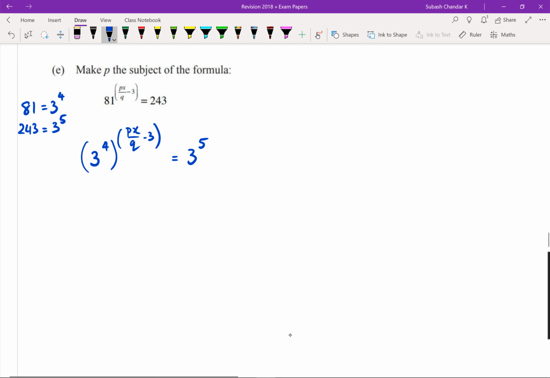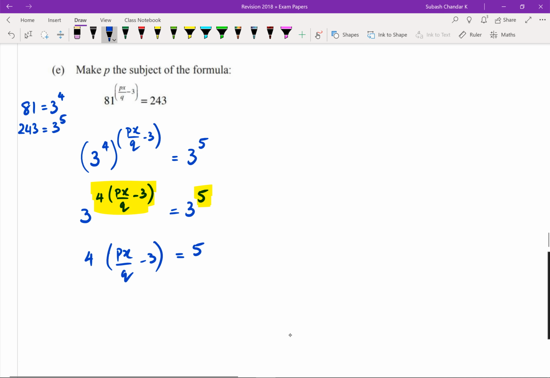Now, because I have the two powers there, I can multiply the two powers, and what I'm going to end up with is 3 to the power of 4 times px over q minus 3 equals 3 to the power of 5. And from here, I can now see that because the base 3 is on the left-hand side and there's a base 3 on the right-hand side, these two powers, that's in the yellow shaded region, must equal each other. So I've got 4 times px over q minus 3 equals 5.